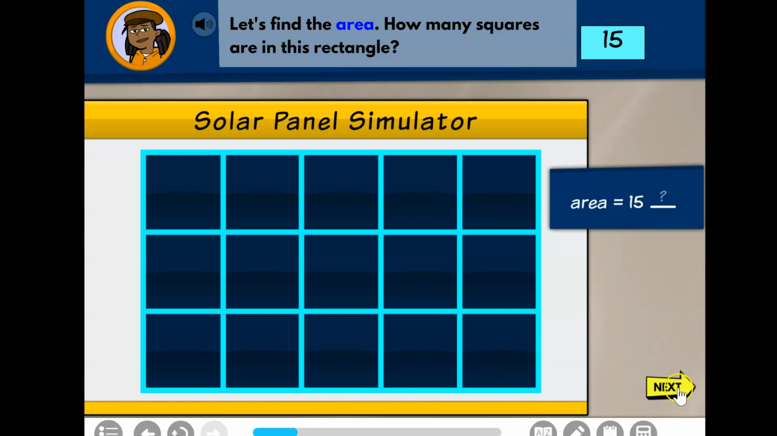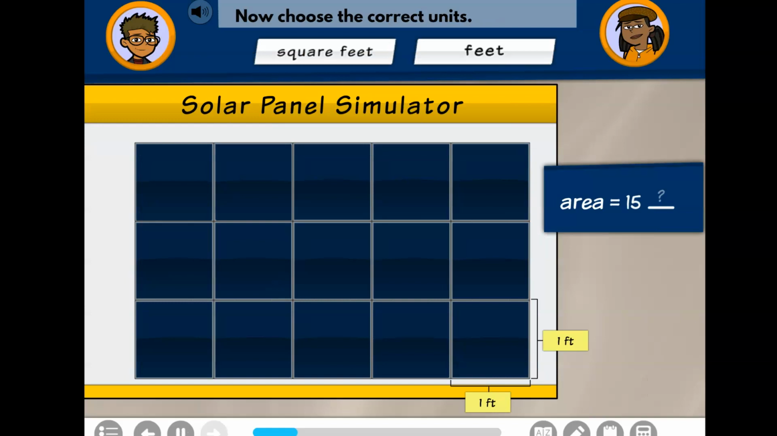And then always hit the next button. If you don't hear that little ding, then that means you got it incorrect and it may ask you to try it again. And remember, the correct units for area are always going to be square feet. So if they're talking about perimeter, then it'd be regular feet. But if it's talking about area, it's always the units squared.